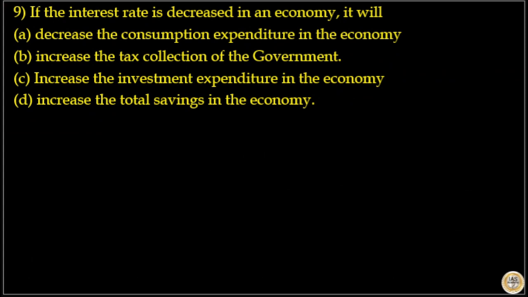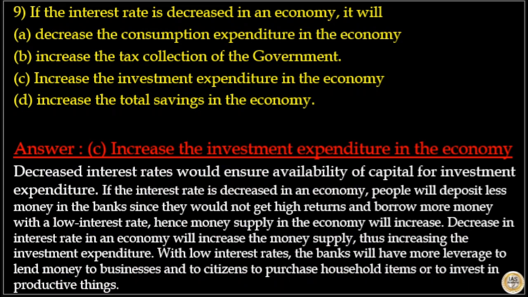Next is, if the interest rate is decreased in an economy, it will, options are, decrease the consumption expenditure in the economy, increase the tax collection of the government, increase the investment expenditure in the economy, increase the total savings in the economy. The answer to this question is option C, increase the investment expenditure in the economy. Decreased interest rates would ensure availability of capital for investment expenditure.